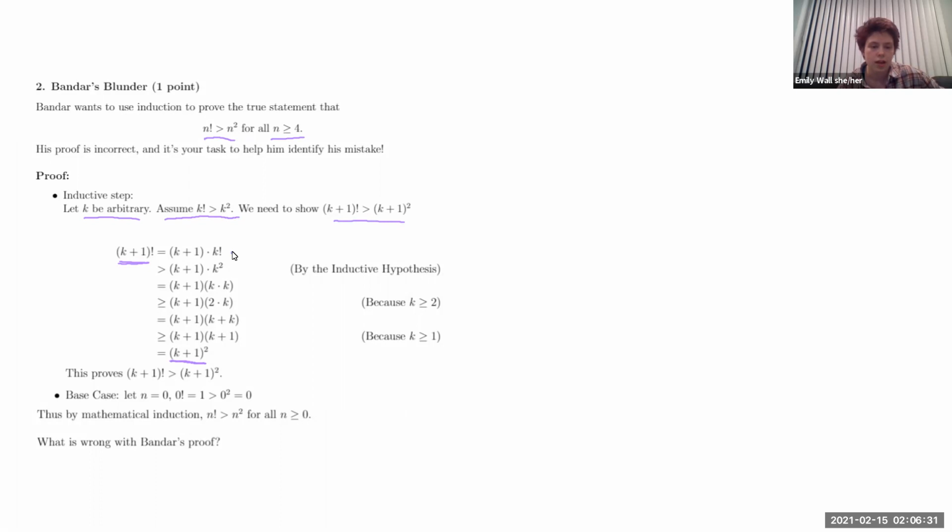Just on this first line, uses factorials to split this up, probably because then we can use our assumption. And then look, uses the inductive hypothesis assumption to get this inequality here. Then just splits up the k squared. And then uses the fact that k is greater than or equal to 4, which I feel like we should have said up here when we said let k be arbitrary.